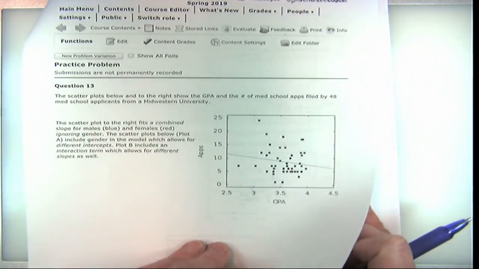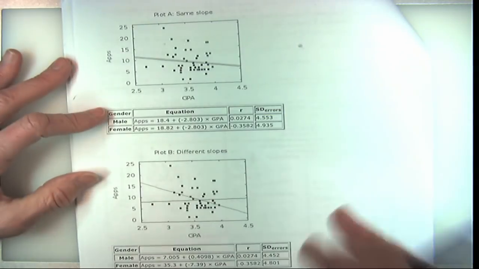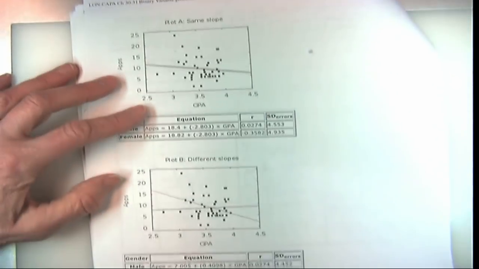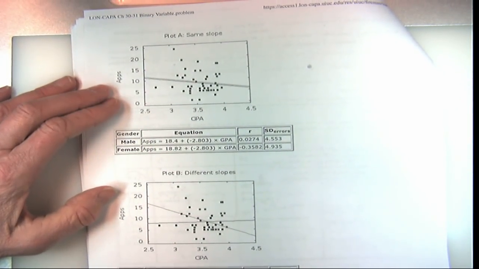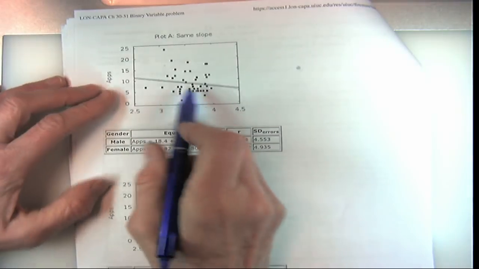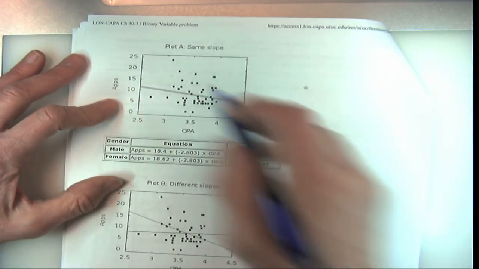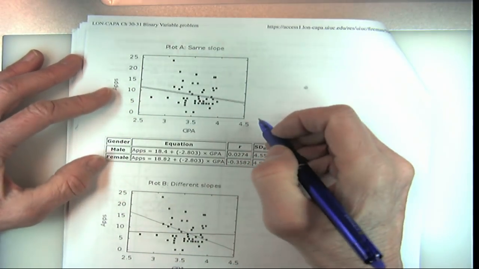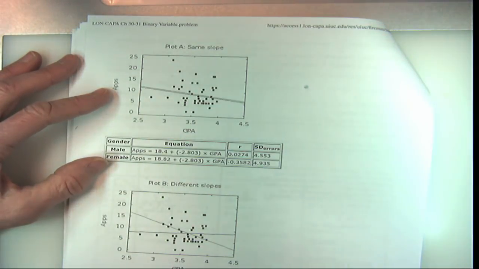Okay? So that's it. Now, here, you've got the apps for, now what's this? All right, so there are 2 lines here, parallel, because what's going on here? They have the same slope, so we're forcing them to have the same slope, no interaction term here.